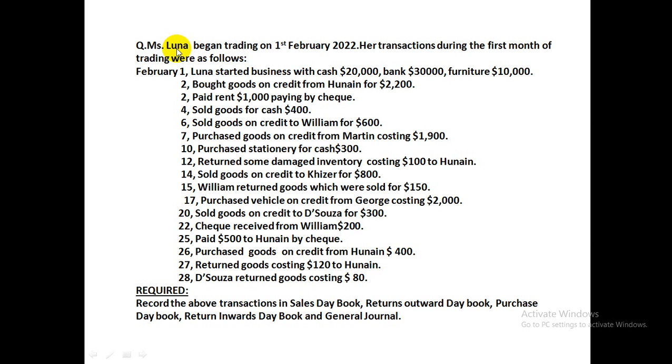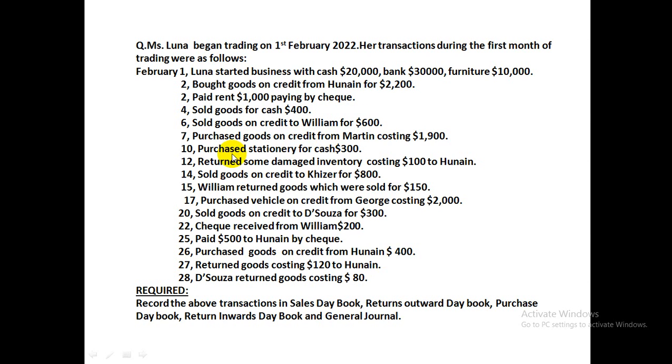Let's start. Miss Luna began trading on 1st February 2022. Her transactions during the first month of trading were as follows. In the month of February, on 1st February, she started business with cash, bank and furniture. This is her investment. Bought goods on credit from Hunain, amount is given. Paid rent by check. Sold goods for cash, sold goods on credit to William.